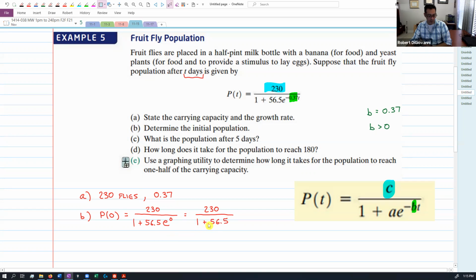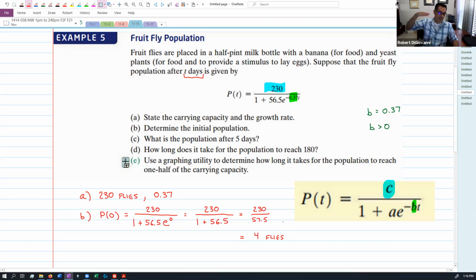So now I just take 1 plus 56.5. So 230 over 57.5. And we'll get our calculators out. May or may not go in there evenly. 230 divided by 57.5. Oh, 4. Okay. It's a perfect integer. So 4 flies. So we started out with 4 flies in that container. That's when we started the clock. And now they're going to start to grow and they're going to peak off. They don't have any predators in there, right?